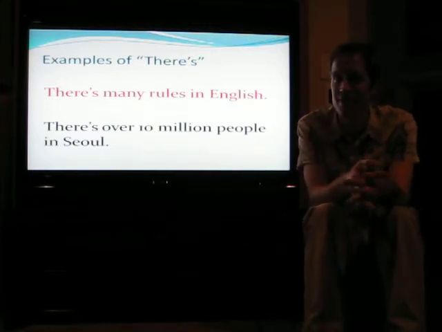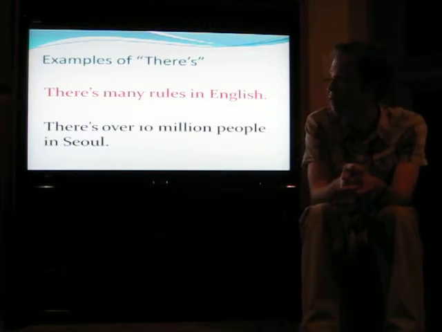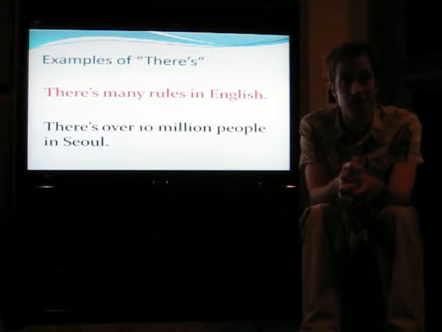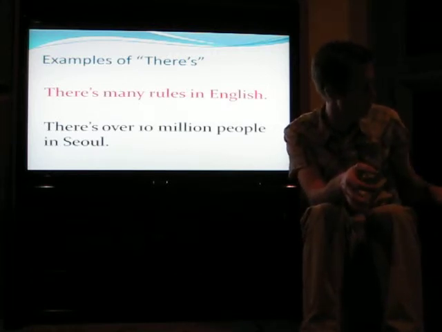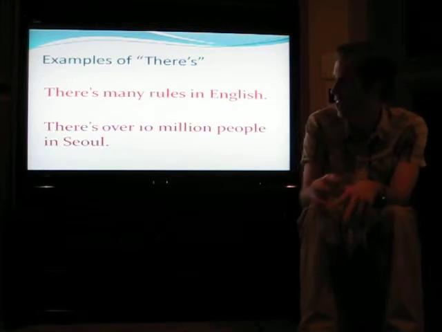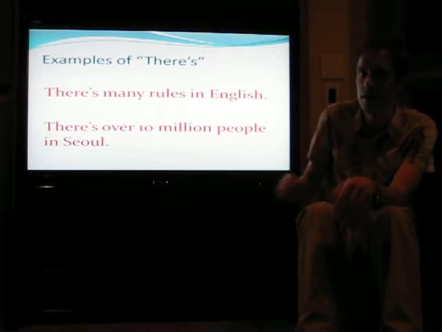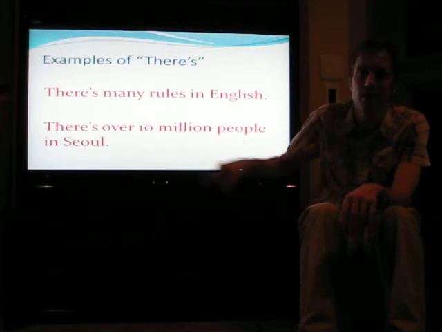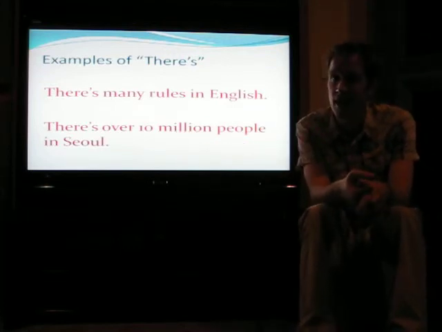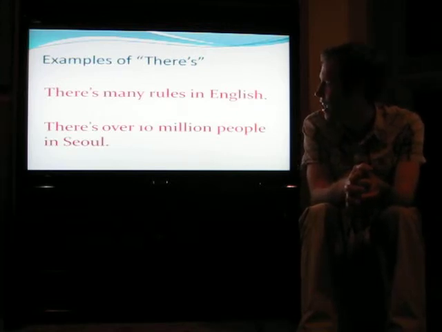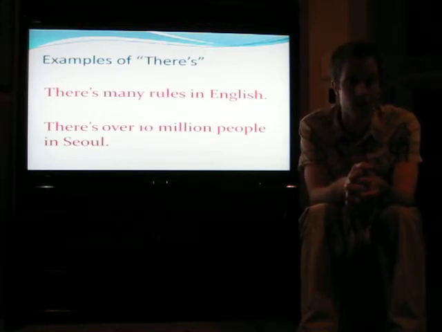Our last example sentence says, there's over 10 million people in Seoul. This is incorrect. Our subject, people, is plural, more than one. 10 million. So we must say, there are. There are over 10 million people in Seoul.